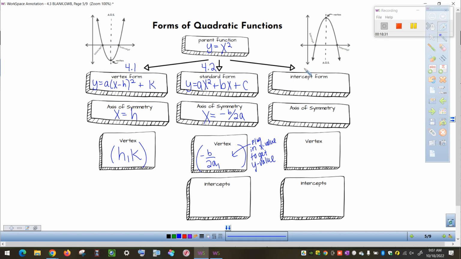All right, next we have intercept form, which is what we did today. So that is lesson 4.3. And the formula for that is y equals a times x minus p times x minus q.